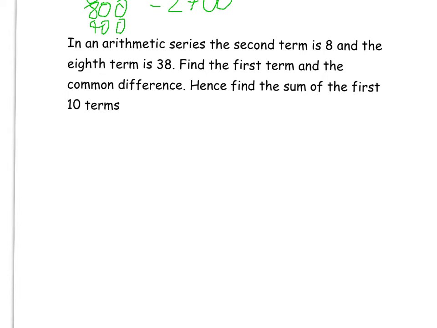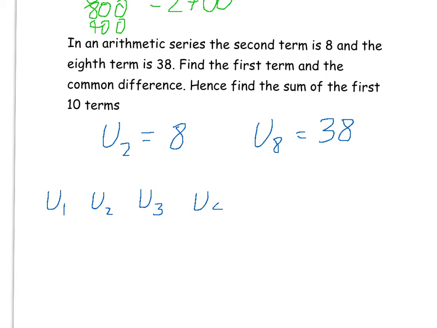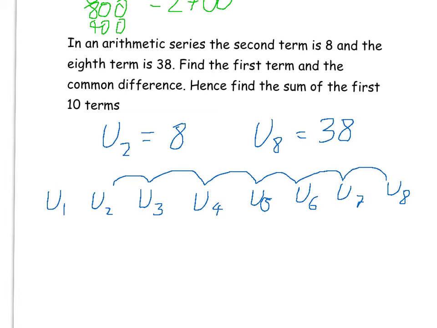So firstly, we're told that the second term, u2, is equal to 8, and the eighth term is equal to 38. And we want to find out what the common difference is. Now, if we think about it, in the series you've got u1, u2, u3, u4, u5, u6, u7, u8. And if we count the number of times we'd have added on this common difference, we'd have done it once, twice, 3 times, 4 times, 5 times, 6 times.